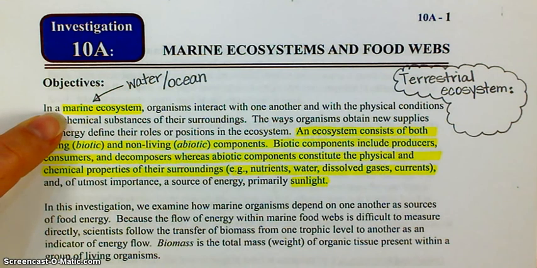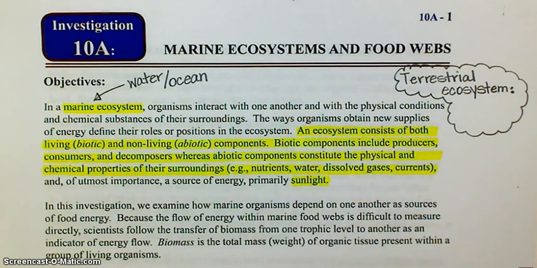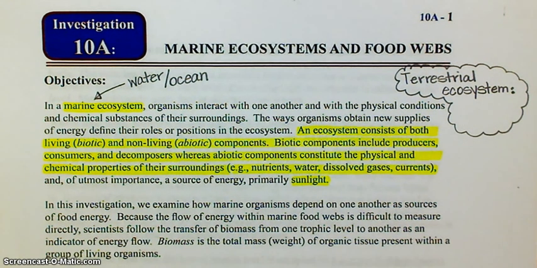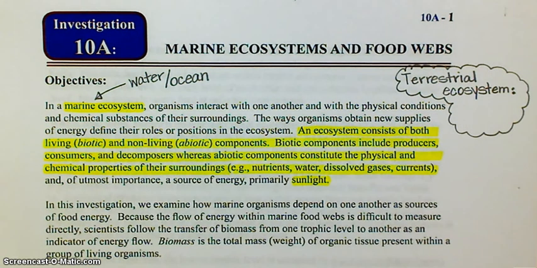Okay, in a marine ecosystem, first of all, that refers to ocean or water, as opposed to a terrestrial ecosystem, and I didn't write it in because I want you to listen. A terrestrial ecosystem has to do with land, so please just write the word land in there. So if we're talking about an ecosystem on land, that's a terrestrial ecosystem. If we're talking about an ecosystem in the ocean, we're talking about a marine ecosystem. All right, an ecosystem consists of both living and non-living components.